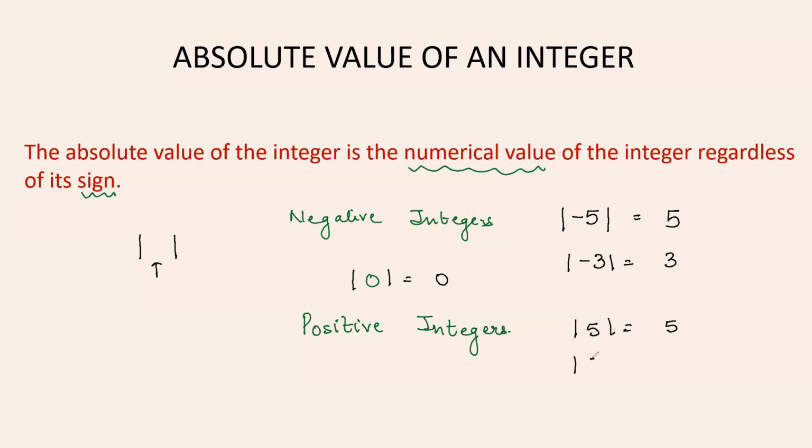They're all positive integers. So let us just recall it again, that the absolute value of an integer is the numerical value of the integer regardless of its sign. So we ignore the sign over here.